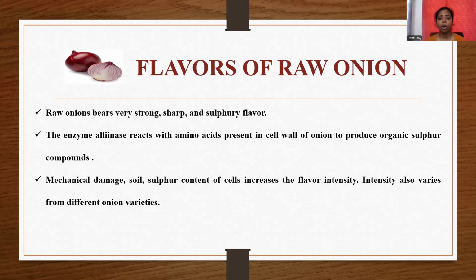Besides that, the soil in which the onion plant has been cultivated also causes higher sulfur content in the onions. The onion containing higher sulfur in the cell itself, and the species of the onion that you are using, all determine the amount of pungency, or the intensity of flavor, that any onion will have.